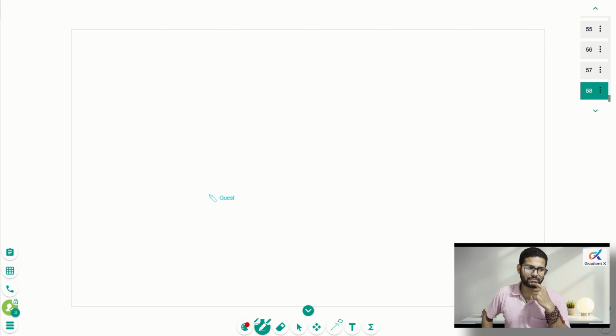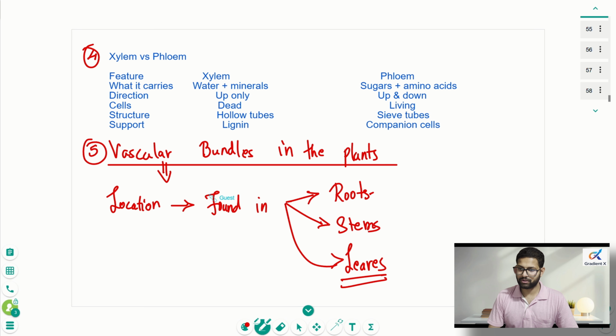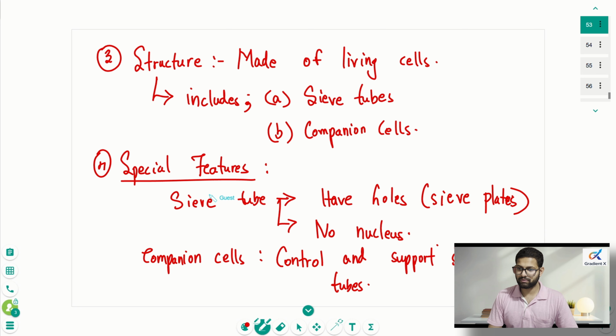What is the third idea? The transpiration and translocation? No. The third idea is xylem is strong, but it is hollow from inside. It has dead cells, right? Phloem, on the other hand, has living cells, and phloem is flexible. Okay, I forgot to mention that point. Where is your phloem? In its structure, I'll write it over here. It is flexible.